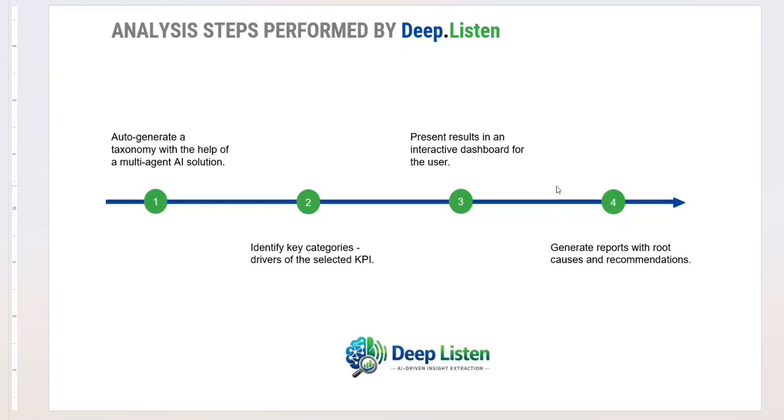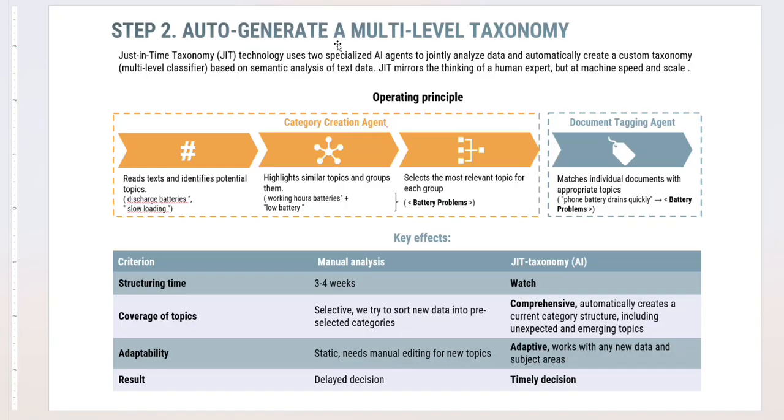Once this is done, the user can push the button on a particular category, and the reports from this category are submitted to another agent that generates the textual report with root causes of the identified problems and recommendations. So to dive a little bit deeper, step number one is auto-generation of multi-level taxonomy.